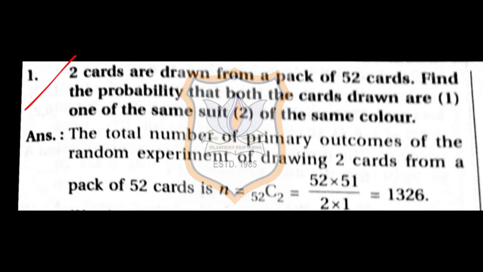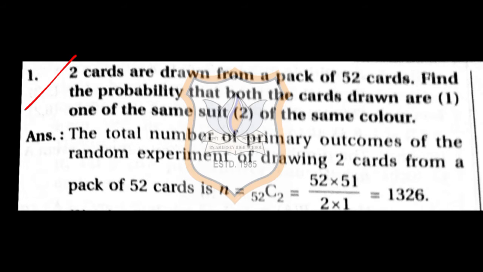Let's do question number one. Two cards are drawn from a pack of 52 cards. Find the probability that both the cards drawn are of the same suit, and the second case, of the same color. So let us find first of all n.